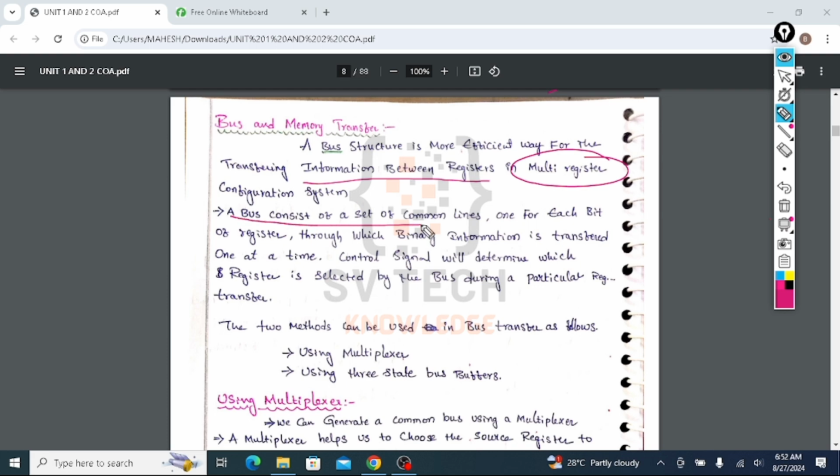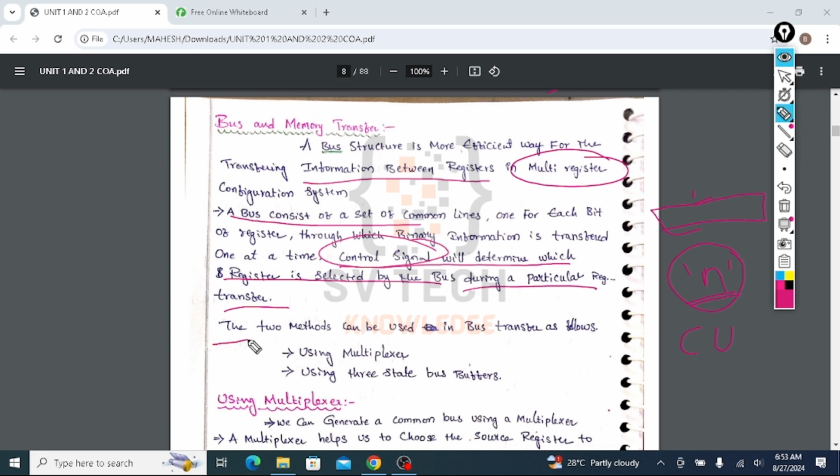A bus consists of a set of common lines. Between one register and another register, a set of common lines will be there to transfer each bit, which is binary information transfer. And the control signal will determine which register is selected by the bus during a particular register transfer. Why? Because we have n number of registers in our computer. Among those n registers, which register we have to select will be decided by the control signal. This will be produced by the control unit.